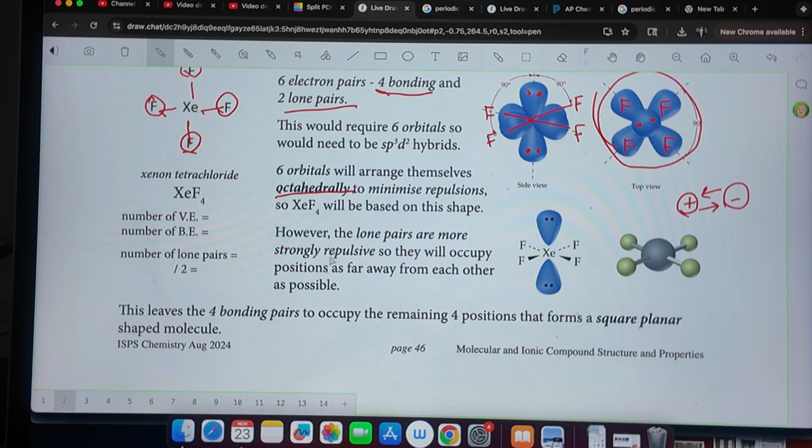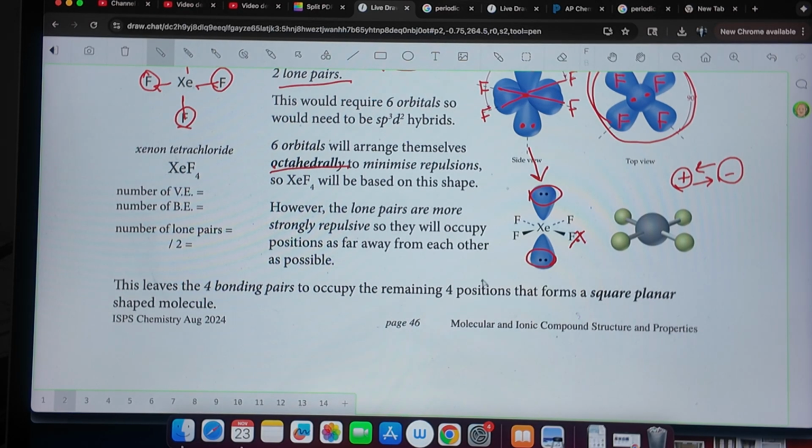However, the lone pairs are more strongly repulsive, so they'll occupy positions further away. So as you can see, as I drew here, the lone pairs are up here and here. They are the furthest away from each other. You're not going to find a lone pair here. That's not going to happen. Okay, so let's keep going.